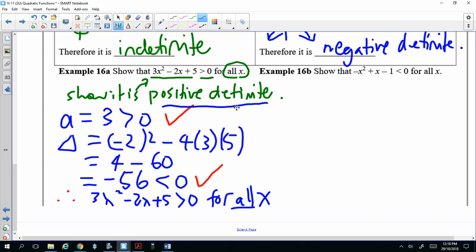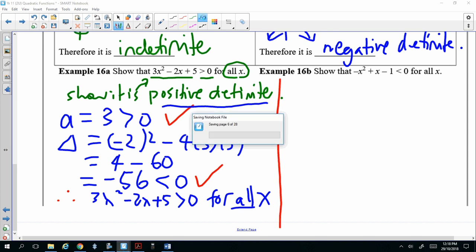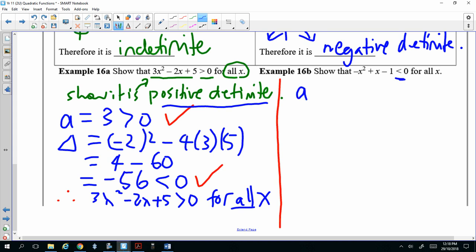And the next one's very similar. Show that it's always negative, so show it is negative definite. So you have to check two things, and then the question will be answered. Okay, so show it's always negative means show it's negative definite. So how do we show that? Write down the A value, write down the discriminant, and then your conclusion. All right, very good. And then we'll do some harder questions after this.